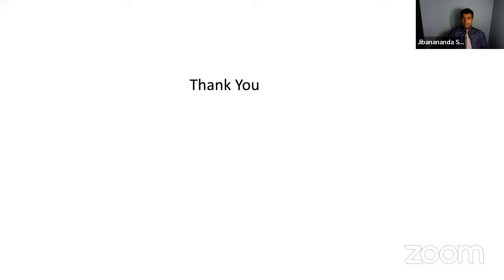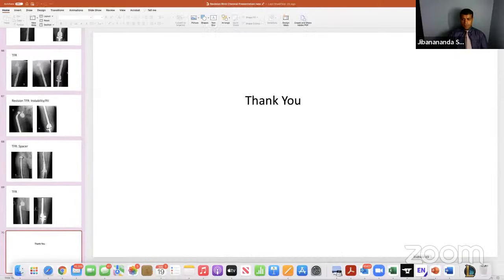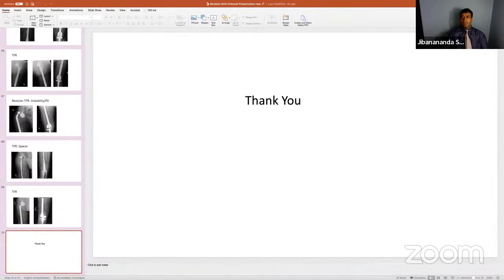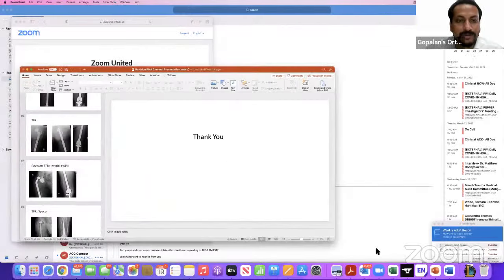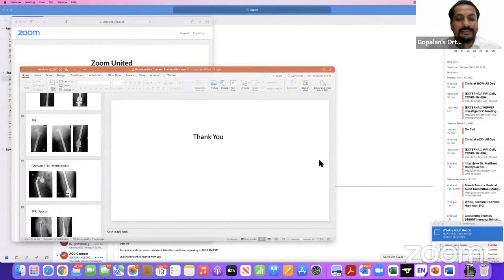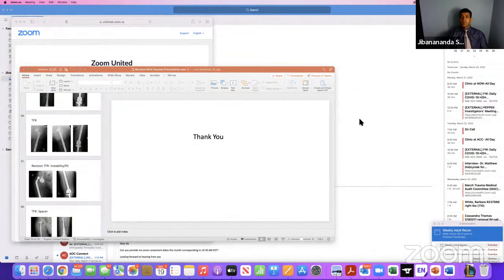Jib, you can stop sharing, actually. How do I stop sharing now? You just need to press the stop button. To get my Zoom up. Oh, I see that. Bottom.